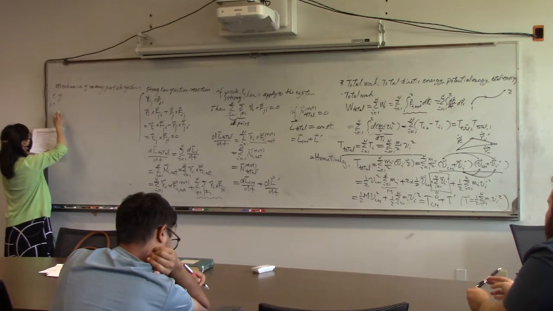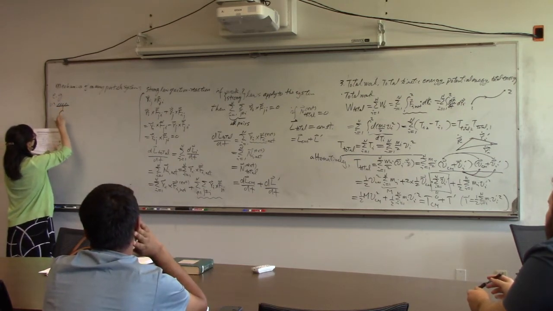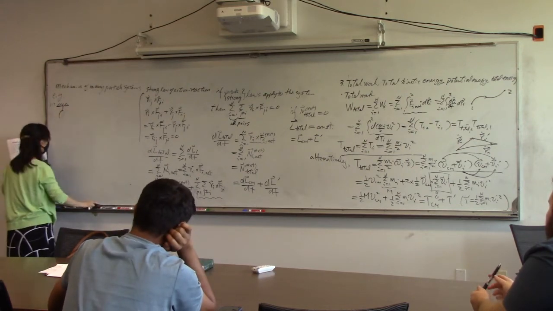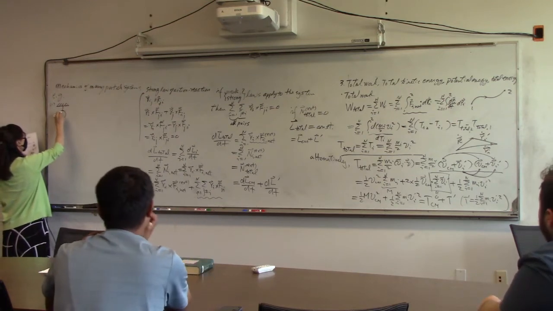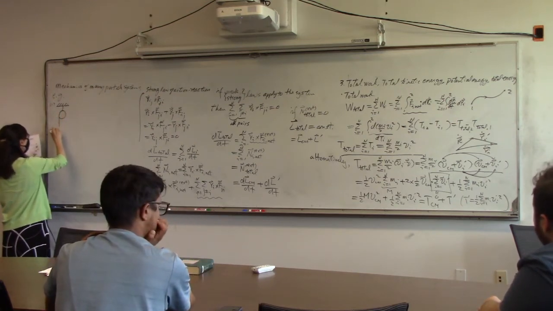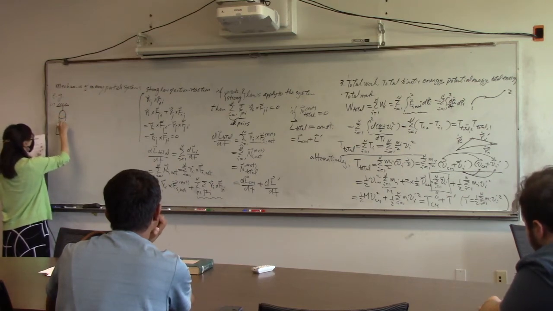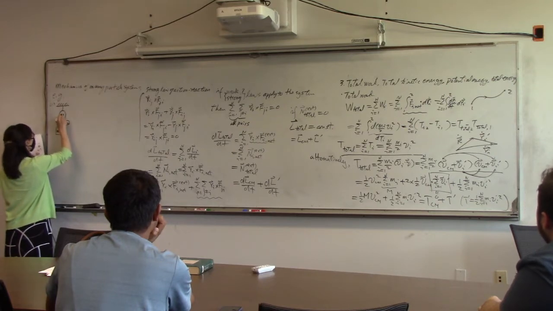Consider we have a pulley, and on this pulley we have 2 masses, m1 and m2 and m3.